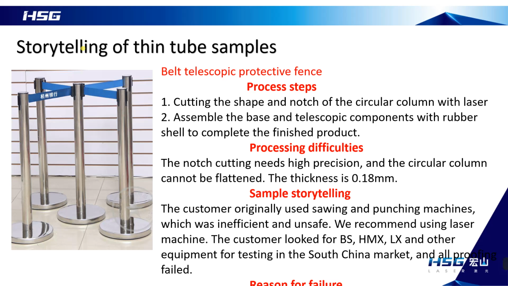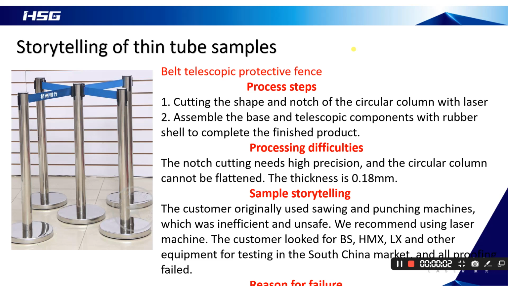So there is also a story behind this sample. The customer originally used a saw machine and a punch machine to cut. Less efficient, not safe enough. Then the customer started using a laser to cut, and also selected some equipment for testing in the South China market. Neither of them succeeded. What is the reason for the failure?